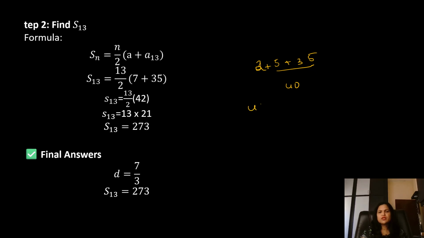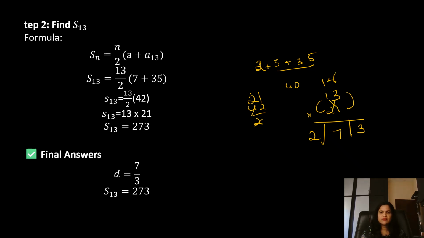That's why 42 by 2. 2 ones are 2, 2 twos are 4. That is 21. 13 into 21. Multiply: 3 ones are 3, 2 ones are 2, 1 ones are 1, 3 twos are 6. Add these two. That is 7. 273 is your answer. Yes, S13 is 273. Final answer: find d, that is d equal to 7 by 3. S13 is equal to 273.